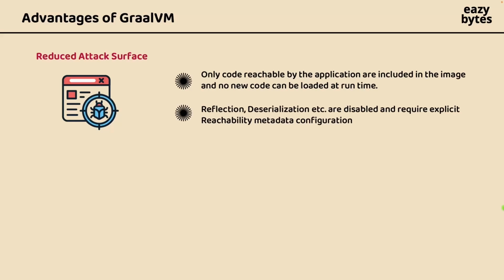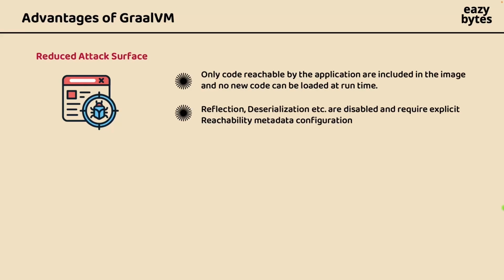And similarly, concepts like reflection and deserialization are disabled by default. And if you want to consider some reflection classes or dynamic code, we need to explicitly define the reachability metadata configuration, like so and so class I'm going to use with the help of reflection, so and so object I'm going to deserialize.